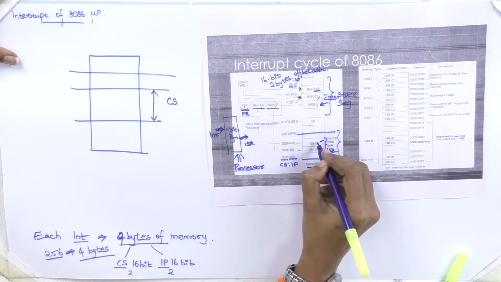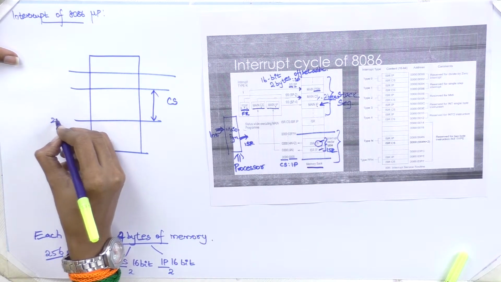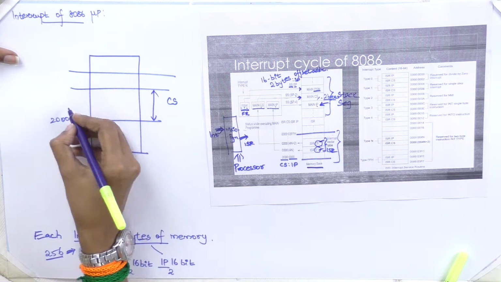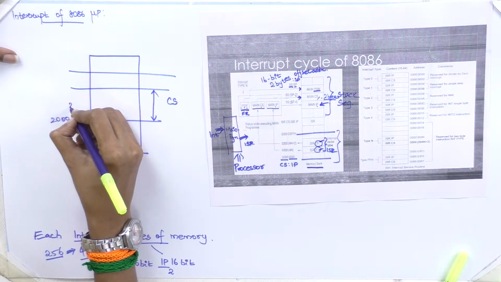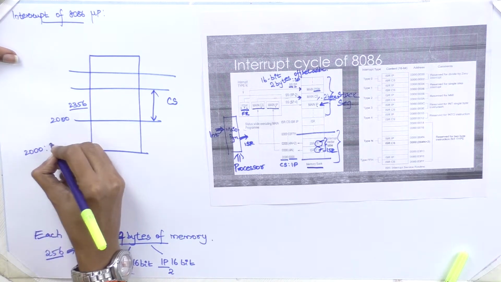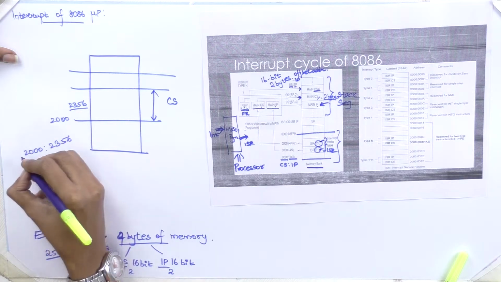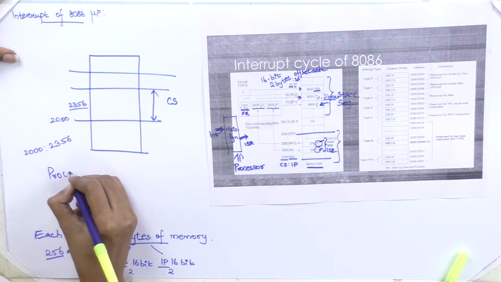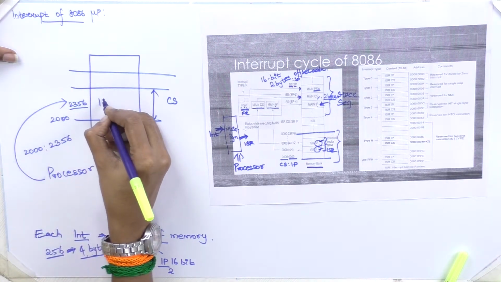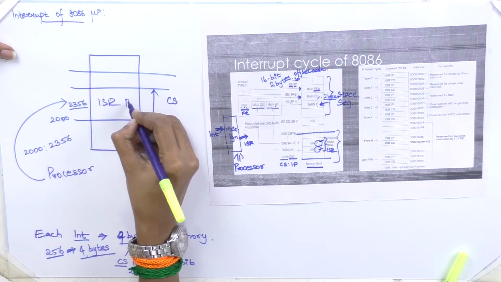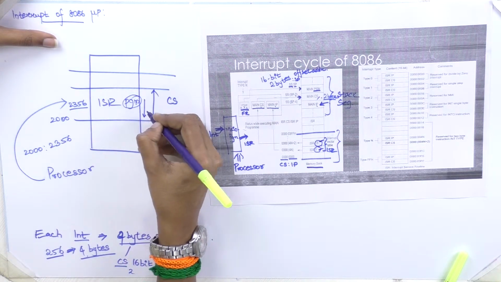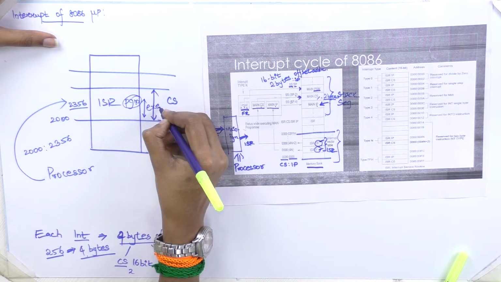So this will give you the code segment starting address, suppose 2000, and IP is nothing but the offset value in between. If it is 2356, then 2000:2356. Your processor will jump into this location where your ISR, nothing but the interrupt service routine, your interrupt program, will be stored. From there the program will start its execution.